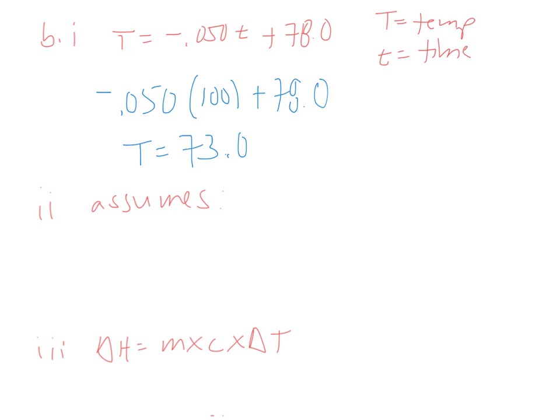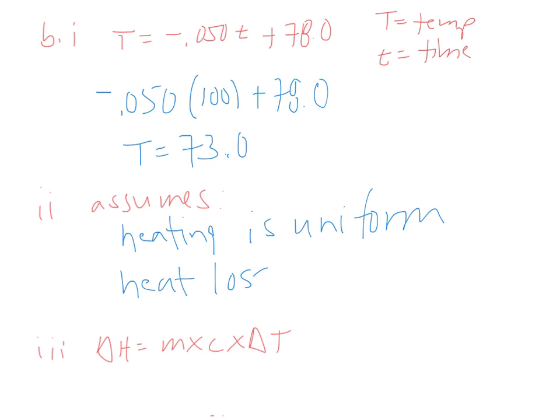So it assumes that the heating of the solution was uniform throughout the cup, that our thermometer wasn't at a hot spot or a cool spot. And it also assumes that the cooling or the heat loss is constant. And according to our graph, that looks pretty constant. Our slope looks pretty uniform as we look across there.